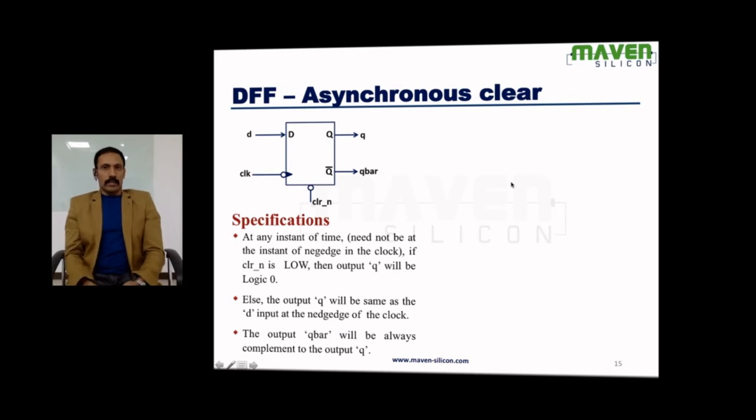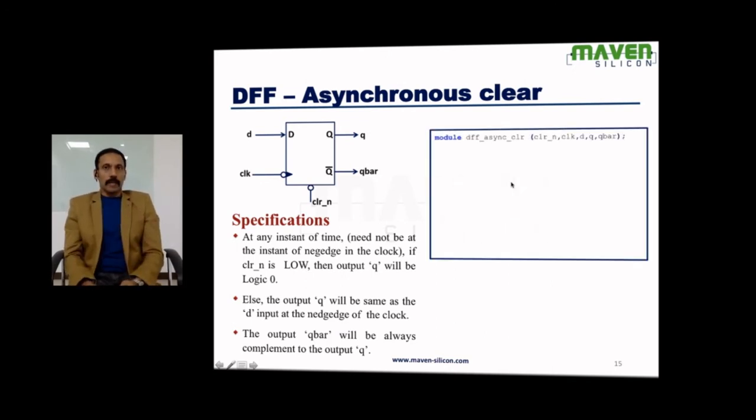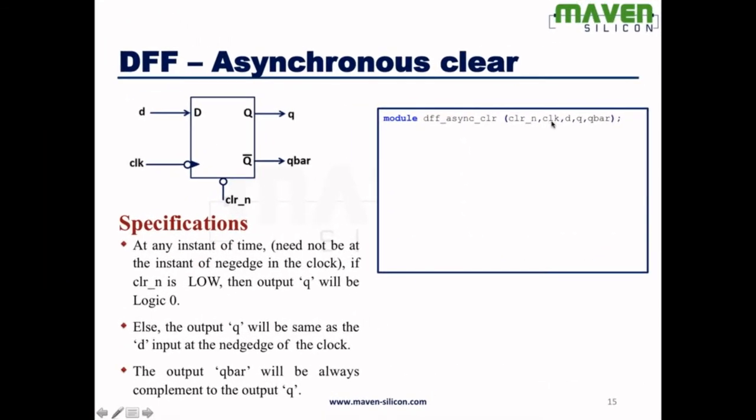Let's look at asynchronous clear. What we have seen was synchronous. The module is almost everything the same except the sensitivity list. D flip-flop, asynchronous clear, all the ports, inputs, output. We are defining output as range because for Q we are using always block. And for Q bar, we are using assign, almost same. Only the sensitivity list differs.